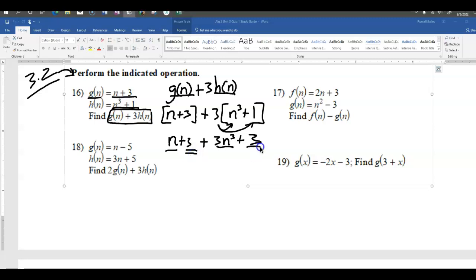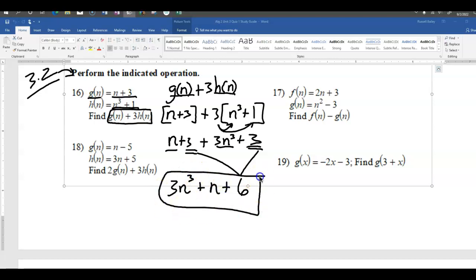But the 3 and the 3, those are just numbers. We can put those together. 3 plus 3 is 6. And then the other two terms don't combine with anything, so we'll just bring them down as is. And when you write your answers for these, typically you want the one with the highest power to come first and then work your way down after that.